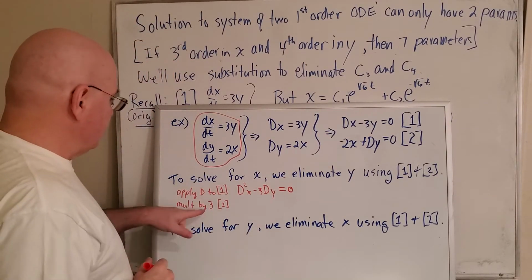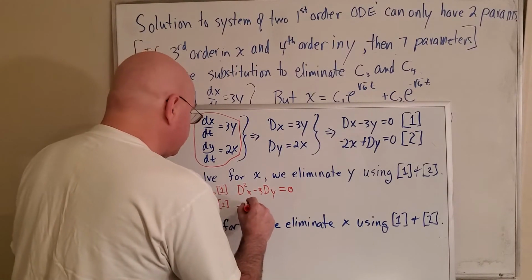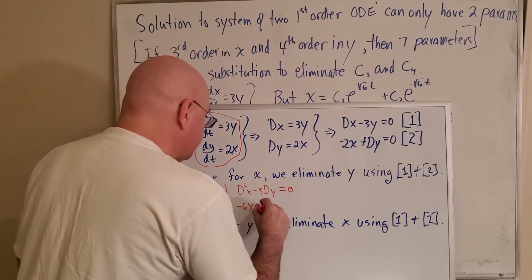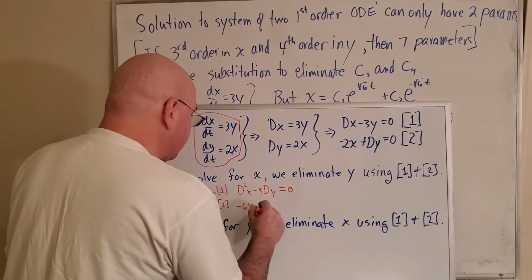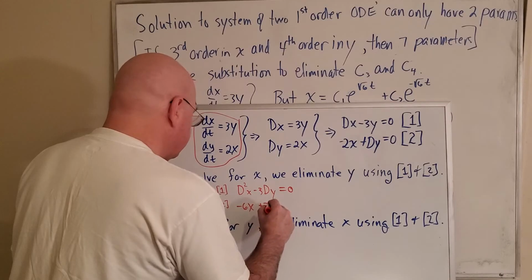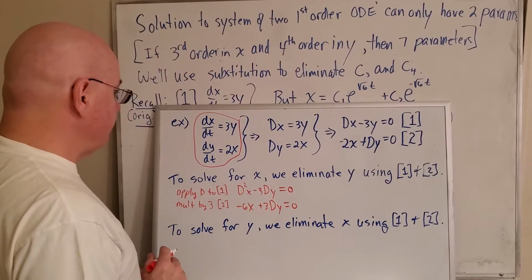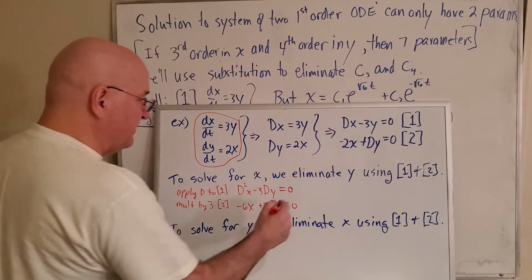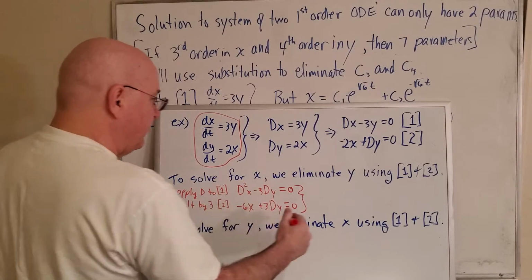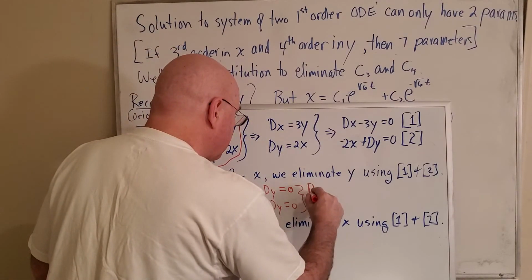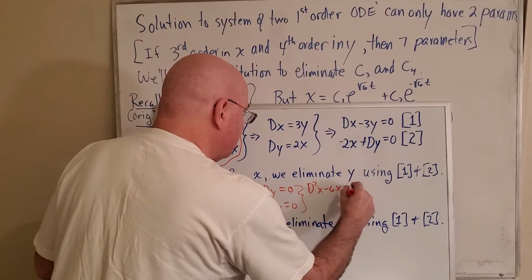The second equation, multiply by 3, negative 6x, minus, by 3, so it's going to be a plus 3Dy equals 0. So what do we get when we add those two equations together? When we add them, this drops out. And I get D squared x minus 6x equals 0.